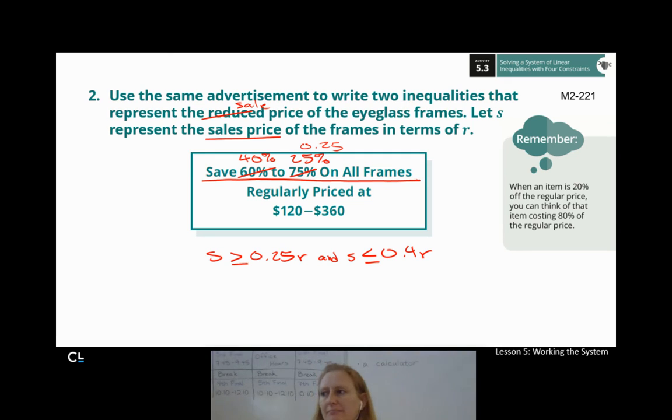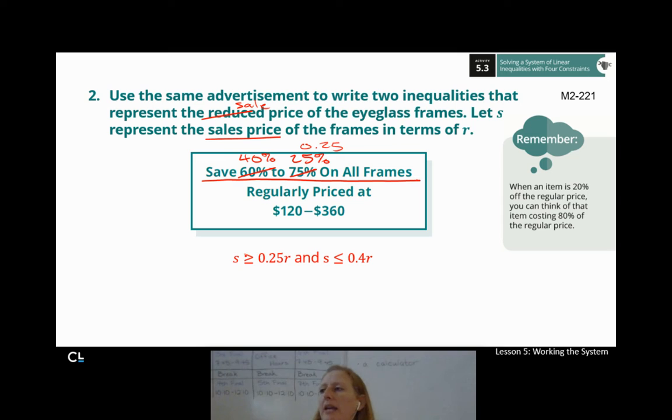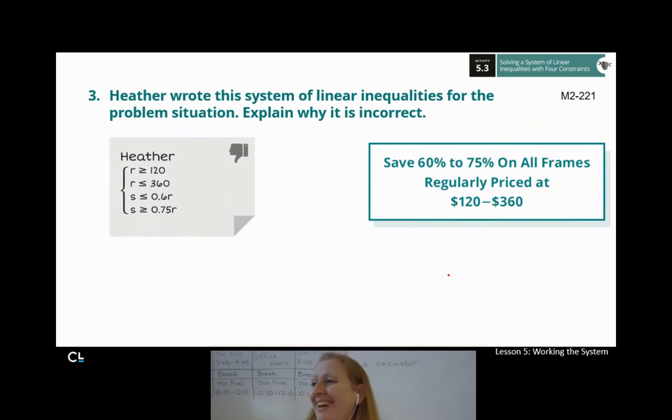Oh, look, we have another inequality. This isn't very pretty. Let me erase these and put the typed one up. It's all pretty. Ooh, there it is. All typed and pretty. So yeah, my sale price is going to be, I'm going to pay between 25% of the regular price and 40% of the regular price. It's actually a really good sale. I wonder where this place is. Might need to figure that out. Just saying. All right, we now have 4 inequalities.